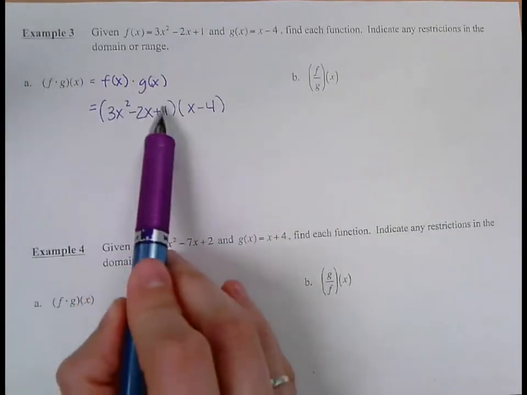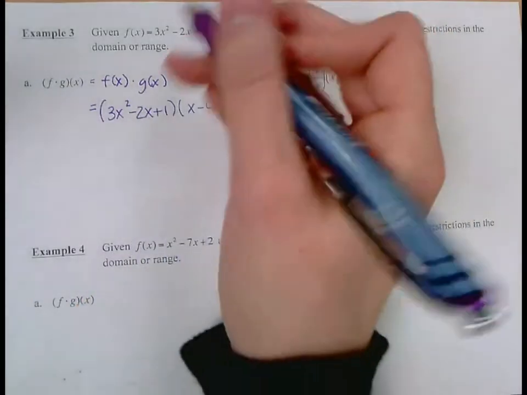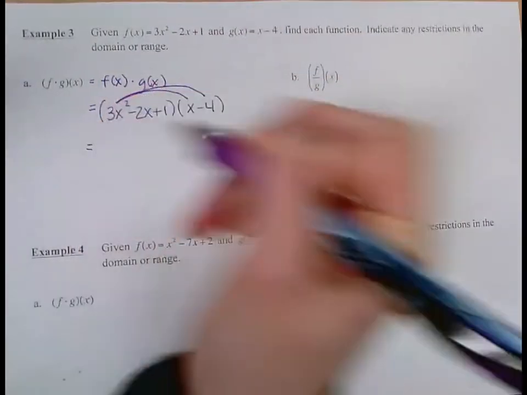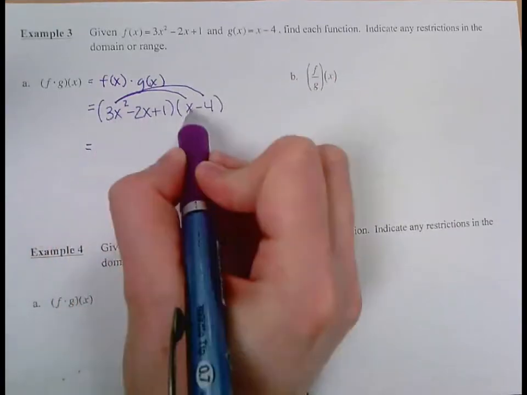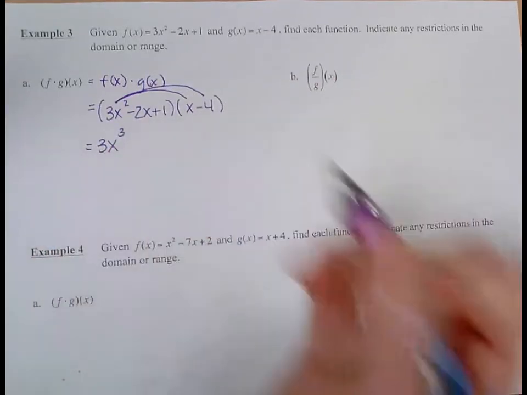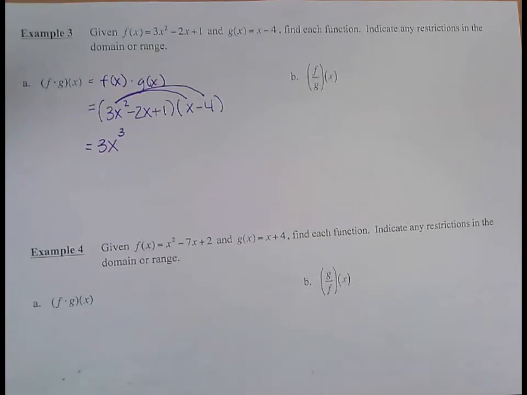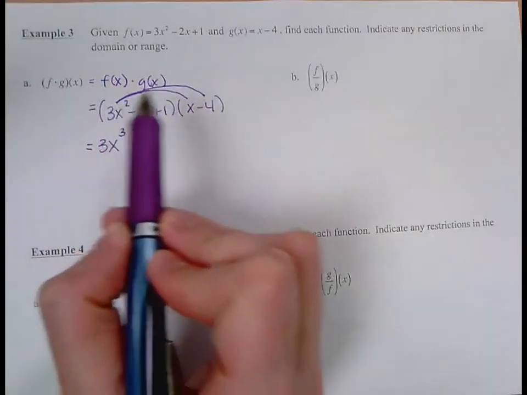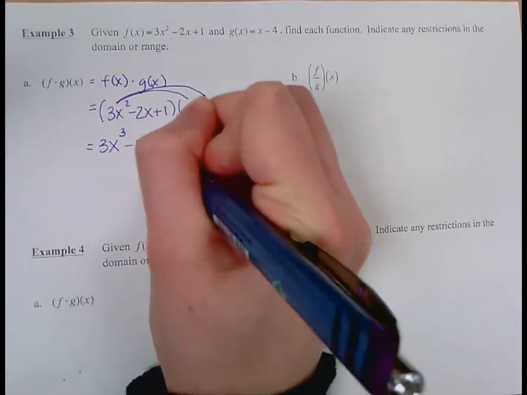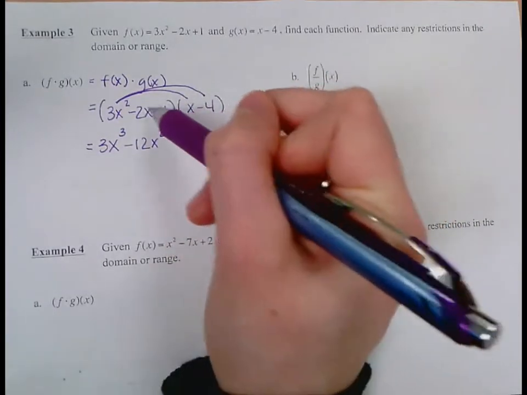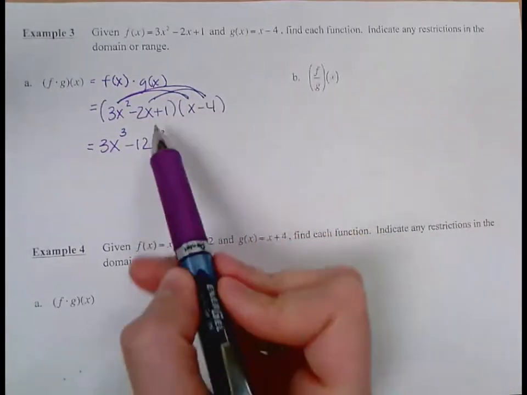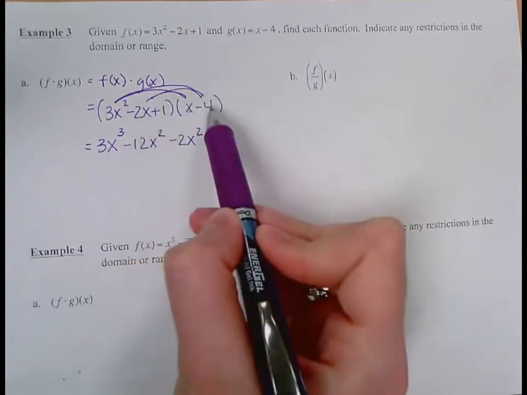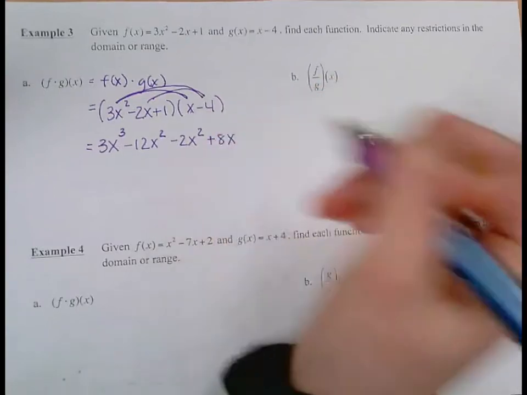So I'm going to take everything in that first polynomial and distribute it to the x minus 4. So I'm going to take 3x squared and distribute it to x minus 4. So I would get 3x squared times x is 3x cubed. So make sure when you multiply variables that are the same, you add their exponents. 3x squared times a negative 4 is minus 12x squared. And then distribute the minus 2x to both. So negative 2x times x is minus 2x squared. Negative 2x times negative 4 is plus 8x.